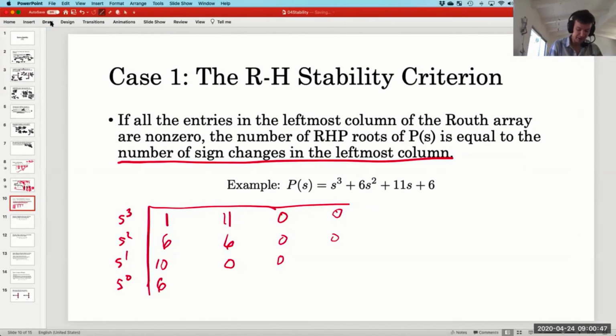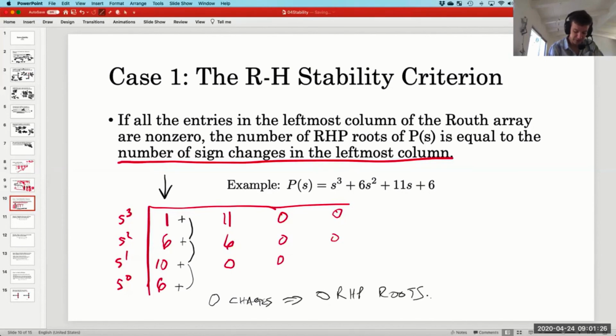So before I mark it up, this is what's called the Routh array, and we use the Routh array to apply the Routh-Hurwitz criterion. And this criterion is: look at the leftmost column and check, are there any sign changes? So this is positive, this is positive, this is positive, this is positive. There are no changes, so 0 changes implies 0 right half plane roots. So that's the way to use the Routh-Hurwitz criterion once you've built the Routh array.